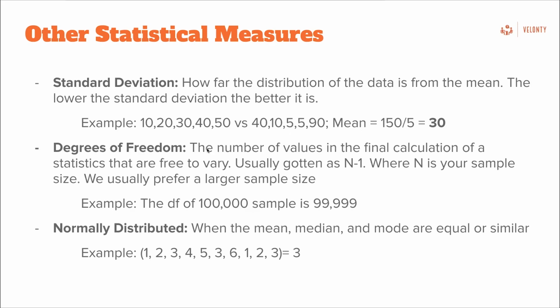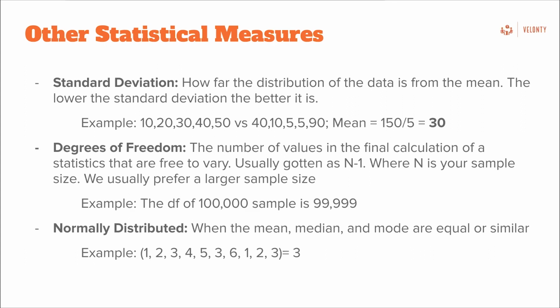So we have something called degrees of freedom. Degrees of freedom is the number of values in the final calculation of a statistic that are free to vary. Usually it's basically n minus 1, where n is the sample size. We usually prefer a larger sample size, or a larger degree of freedom. So when somebody says this sample size is small, or this degree of freedom is small, they are trying to tell you the same thing.